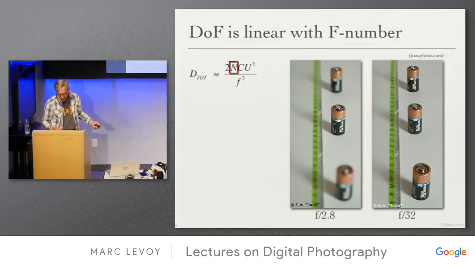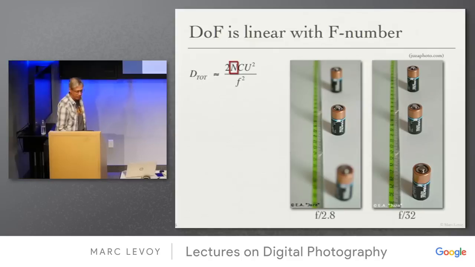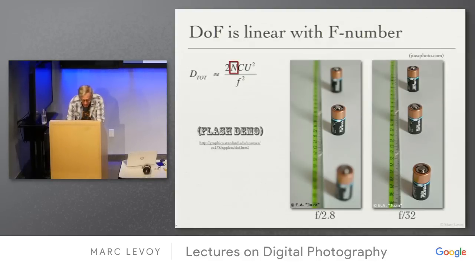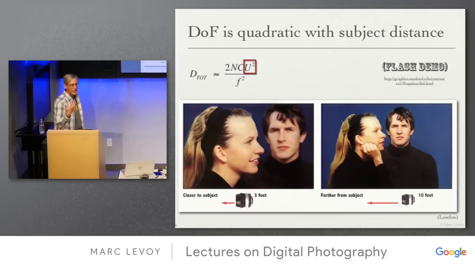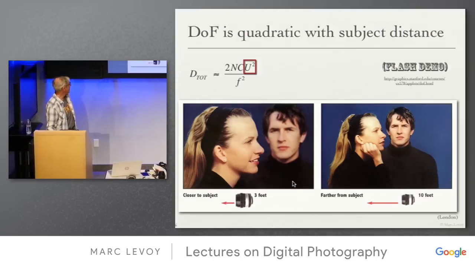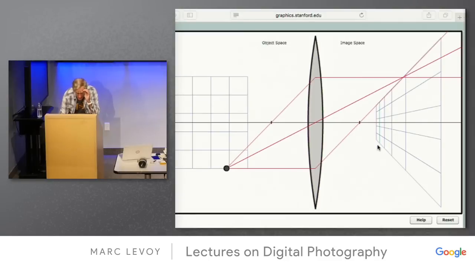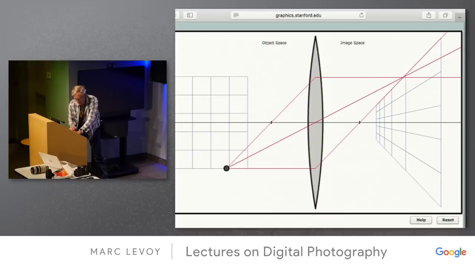All right, so we only have a couple more minutes. Let's go a little bit into that. So that formula goes linearly with the F number. And so you can do little experiments like that with different F numbers and see more stuff gets into focus. So there is a flash demo that you can play with. Let me actually show one more slide before I show the flash demo. It goes as the square of the distance to the object. And so you can see that if I go further from the object, stuff gets more in focus. And so there's a flash demo.